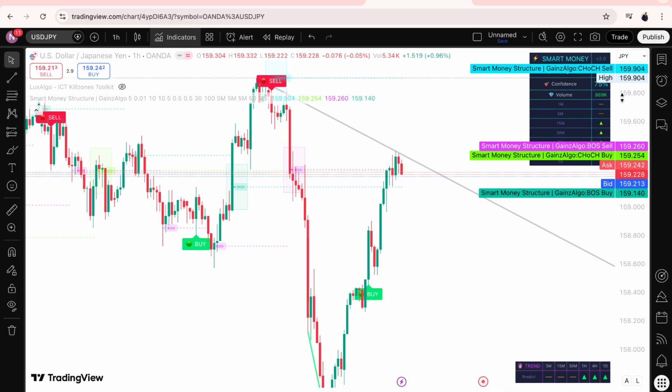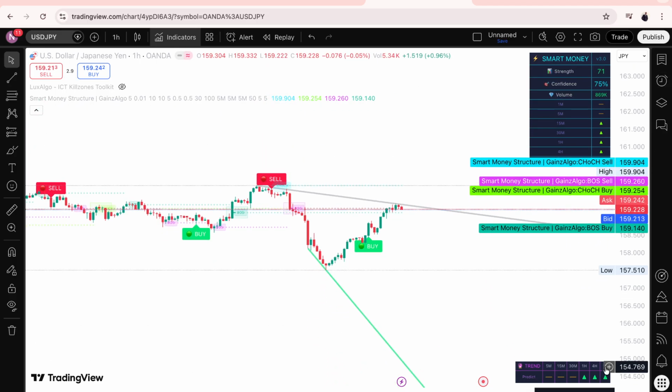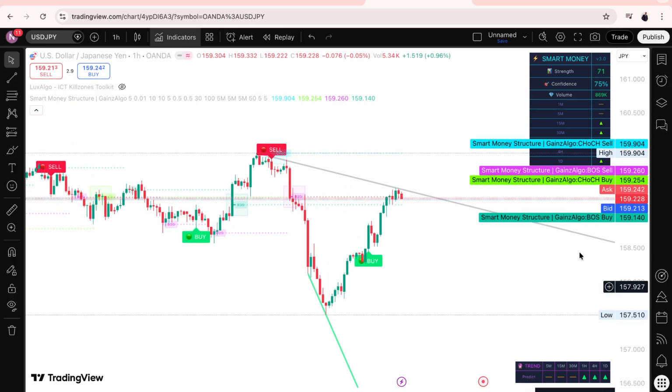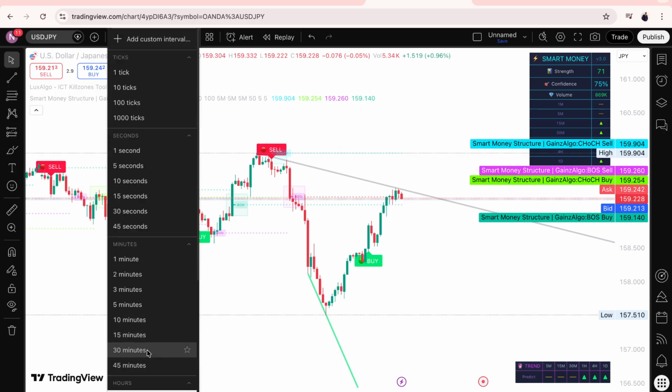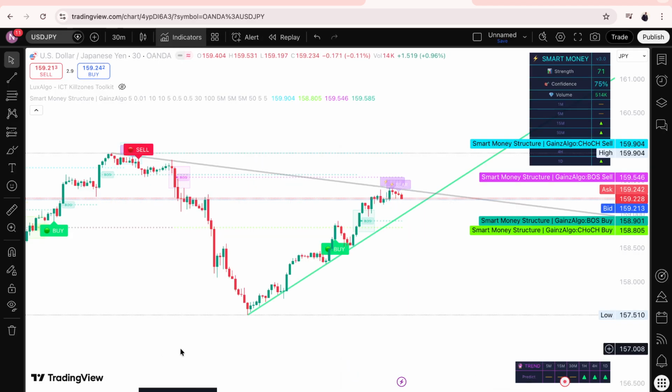For example, I'm using the 1 hour time frame. This 1 hour time frame doesn't show well. Let us use a 30-minute time frame. Yeah, the 30-minute time frame works well with this strategy. So when you look at our 30-minute time frame, we're looking at this market.